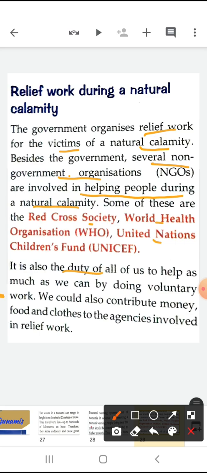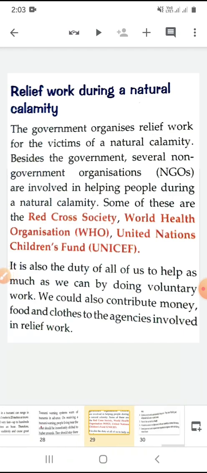It is also the duty of all of us to help as much as we can by doing voluntary work. We could also contribute money, food and clothes to the agencies involved in relief work. You must have seen that sometimes schools, colleges and governments collect funds or food or clothes to be sent to the areas affected by natural calamities. Right?